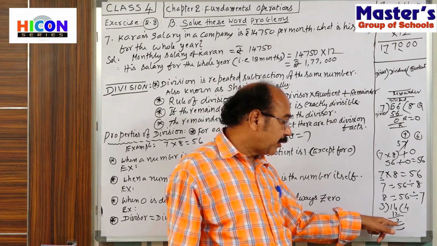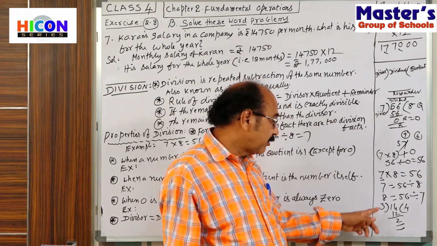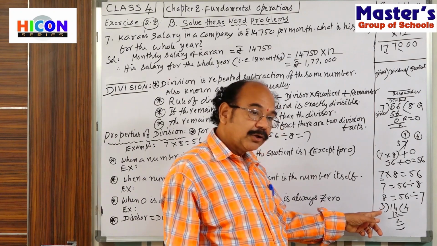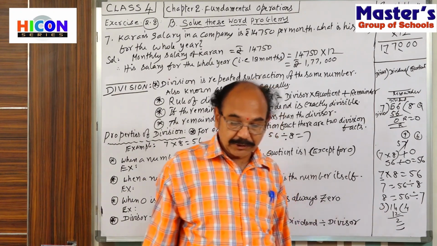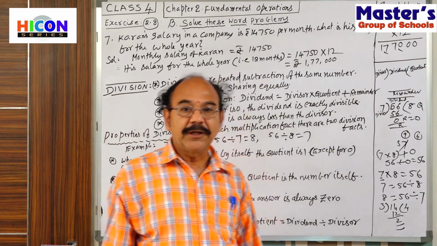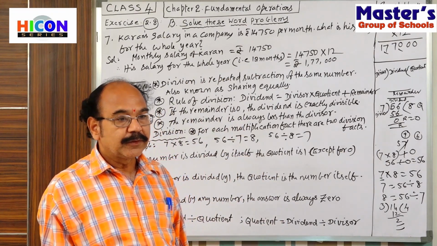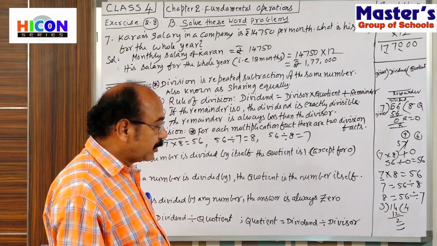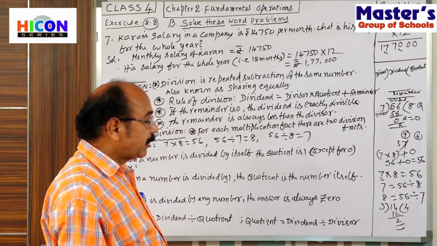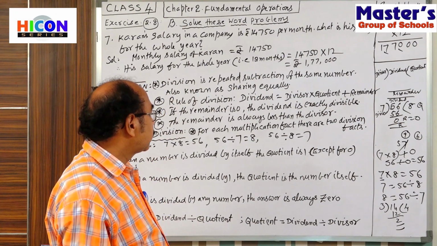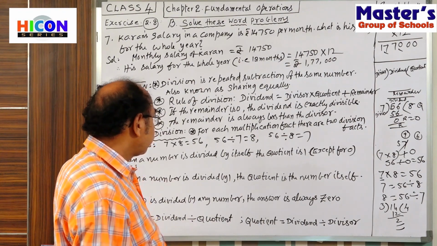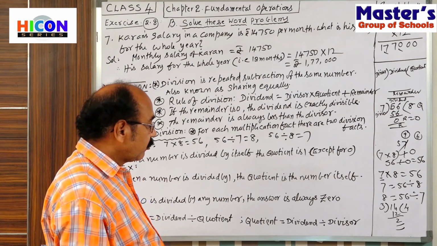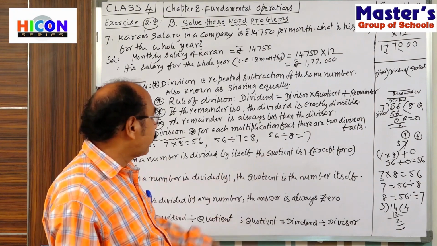What is the remainder here? 2. What is the divisor? 3. Here 2 is less than 3. So, in the division, the remainder is always less than the divisor. Okay, through the example, you studied that point.